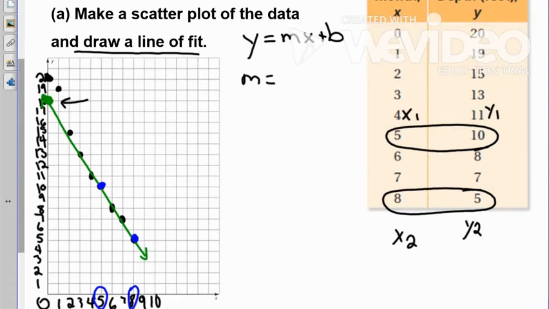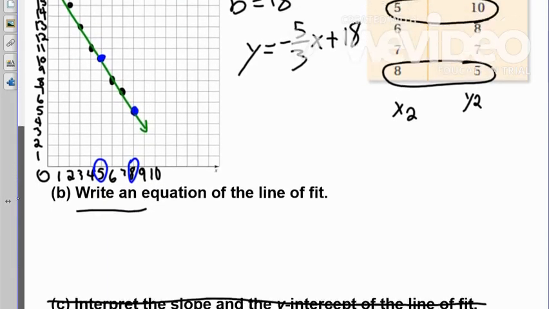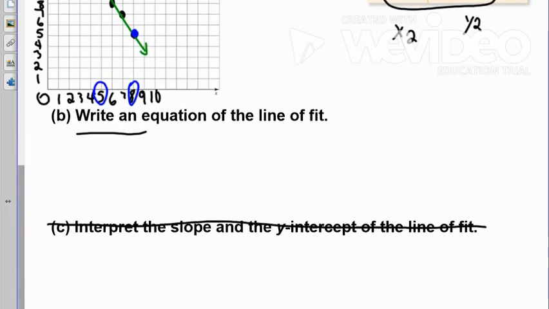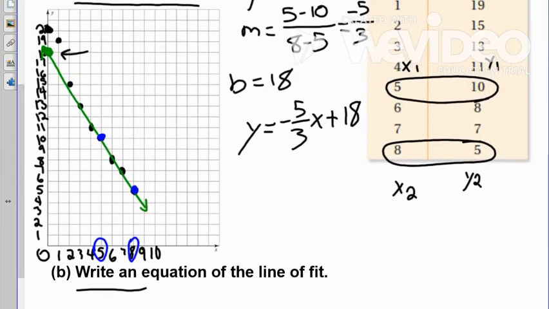We're going to do 5 minus 10 over 8 minus 5, which is going to give me negative 5 over 3. The equation sign got to me. It should be negative 5 over positive 3. Since my line is going through 18, b equals 18, and then we're going to have our equation of y equals negative 5/3 x plus 18, and that is your equation here.